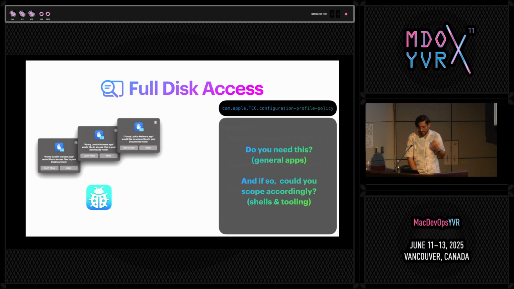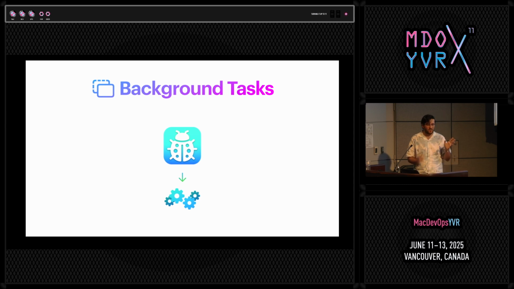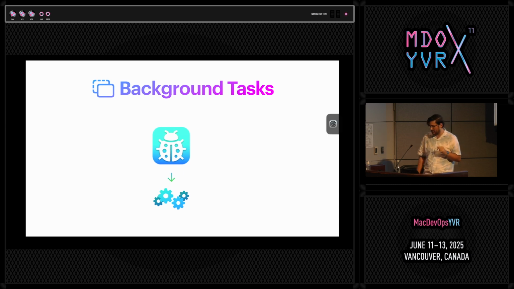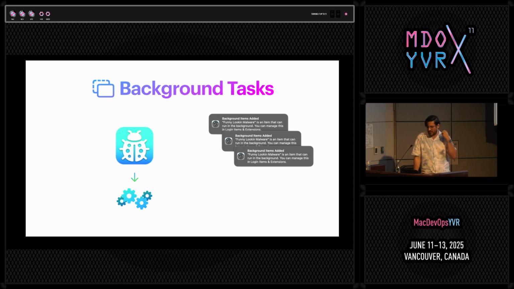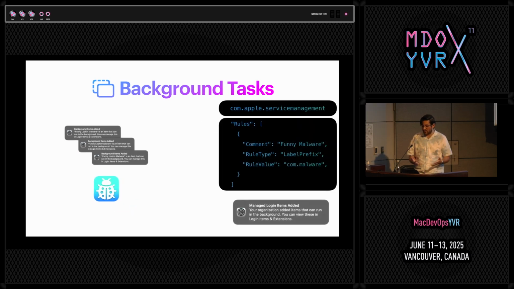So next, let's look at background tasks. So we'll bring back our vendor application, and now this little utility will install some helper tools. So an XPC service, some updater, all the fun stuff. And as it does this, you're going to get more prompt fatigue, specifically prompts saying, hey, this app is going to be running in your background. Okay, so what we'll do instead is push a com.apple.servicemanagement profile and set the rule type label prefix with rule value com.malware, or whatever the vendor's app is named.